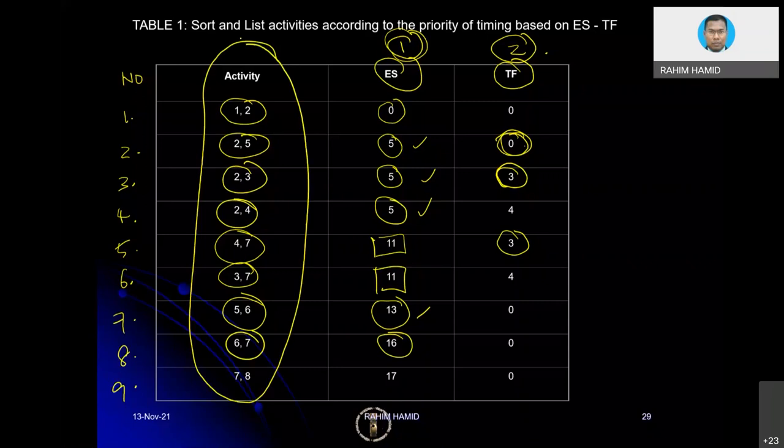According to early start date, we are talking about early start date. So this is what I call sort and list. Sort meaning to say we sort according to early start, and if there are 2 activities having the same early start, then we can take a look at the total float. At the end of the day, we are going to have this list. Okay, what are we going to do with this list?